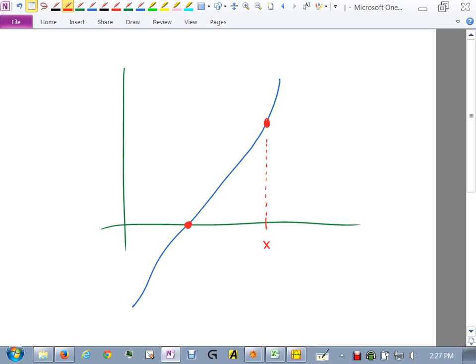Now, I take the derivative. The derivative creates a tangent line, doesn't it? That tangent line comes down. That's supposed to go through that point. And hits the x-axis here, doesn't it? That's pretty close to that red one, isn't it?